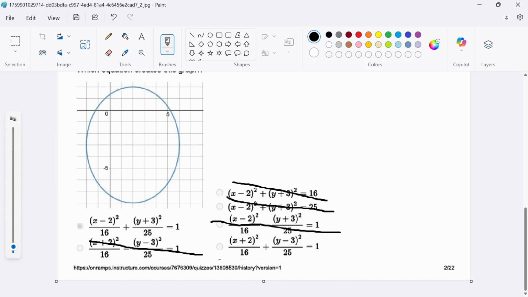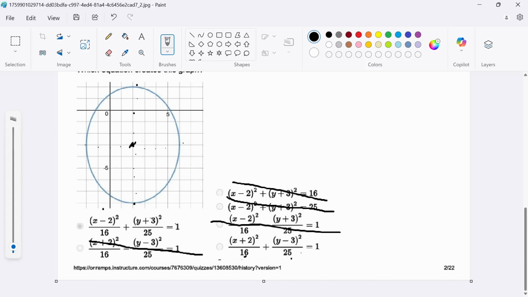So none of those. So it can only be the first one and the second one. Now the question is, where's the center? Because this element is the same. The only thing different is the sign on top. So let me see if I can get the center right. 1, 2, 3, 4, 5. 2, 3, 4, 5. 1, 2, 3, 4. 1, 2, 3, 4. Okay, so that is the center.